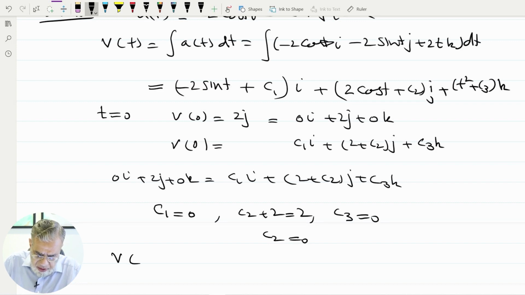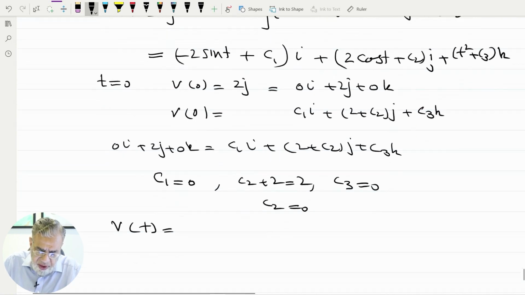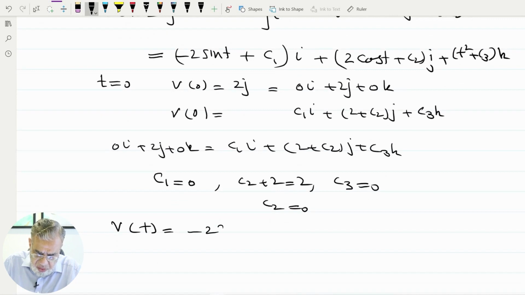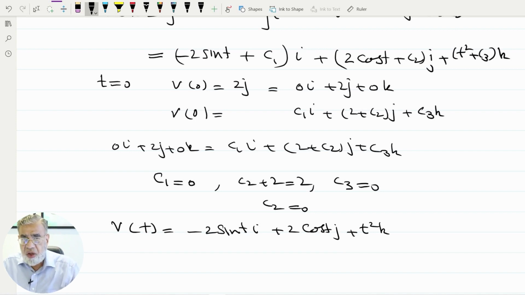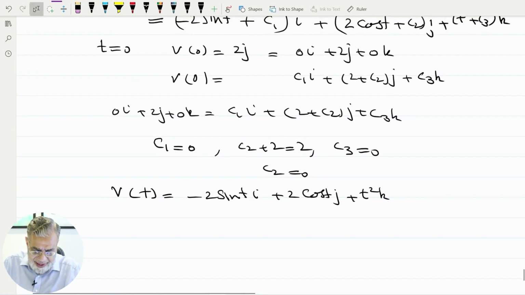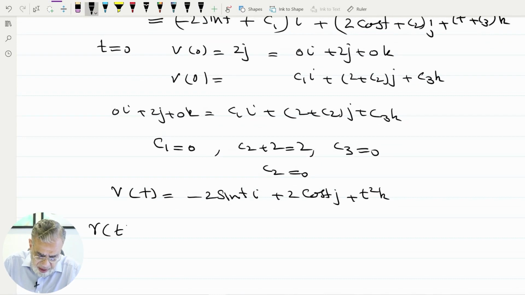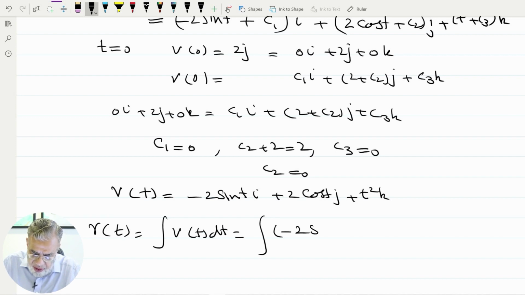So I have v of t. Substituting the values of c1, c2, c3 in our equation, we get minus 2 sine t i plus 2 cosine t j plus t square k. That's my velocity vector. Now I can find the position vector. To find the position vector, I again integrate this. So my r of t is the integral of v of t dt, which is the integral of minus 2 sine t i plus 2 cosine t j plus t square k into dt.